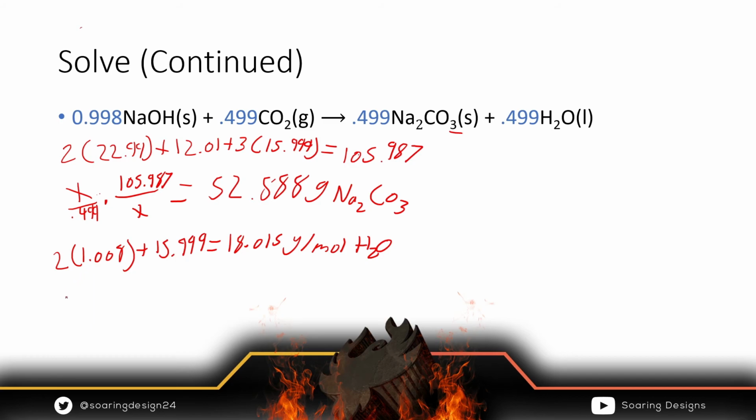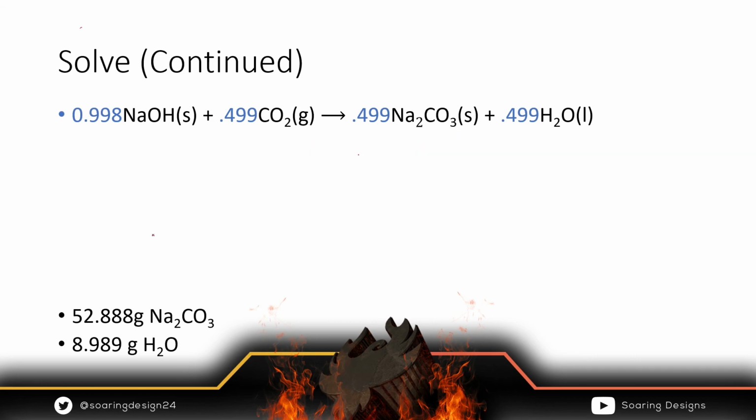So now we're going to do the same thing here. We're going to do 1 over 0.499, multiply that by 18.015 over 1, multiply that out, and it gives us 8.989 grams of H2O. Alright, and that gives us our final answers of 52.888 grams of the sodium carbonate and 8.989 grams of water.